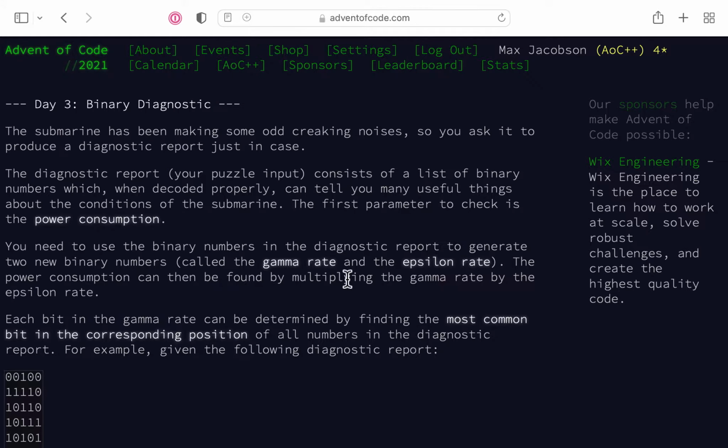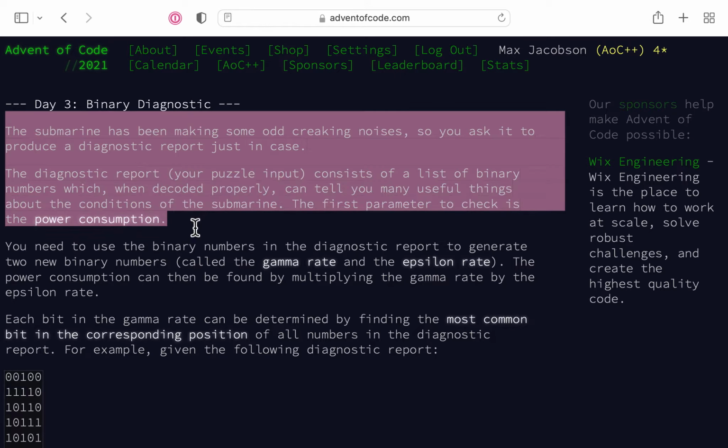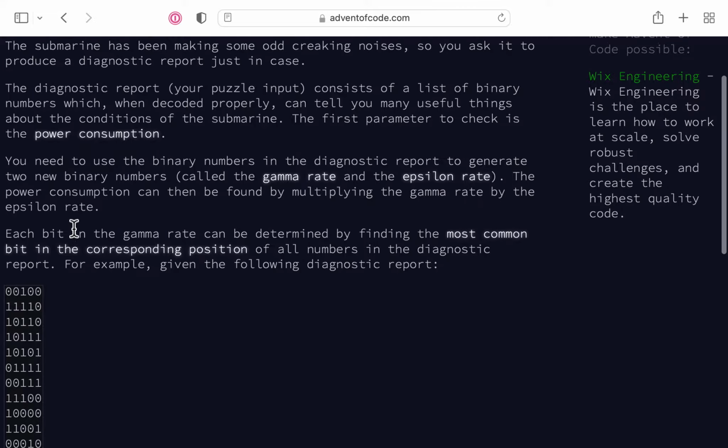Interesting, it's loading slowly. All right, submarine is making some odd creaking noises. He asked it to produce a diagnostic report. The diagnostic report consists of a list of binary numbers. Binary numbers, oh my gosh. When decoded, can tell you many useful things about the conditions of the submarine. The first parameter to check is the power consumption.